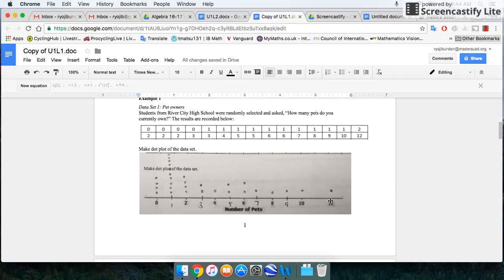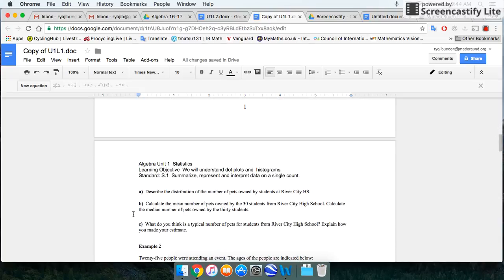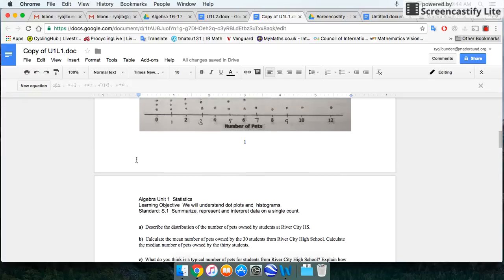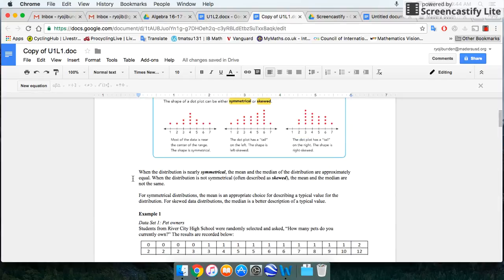Again, the x-axis just measures whatever variable it is that we're measuring. In this case, it's number of pets. Okay. Second question, describe the distribution of the number of pets owned by students at River City High School. So now we're going to look at our distribution types, which are up here, and we're going to determine which one it looks like.